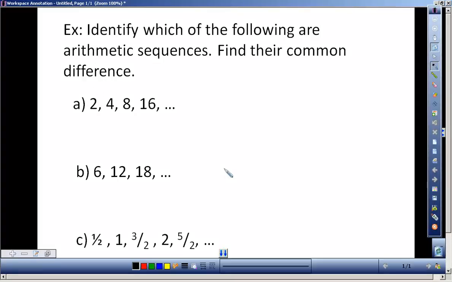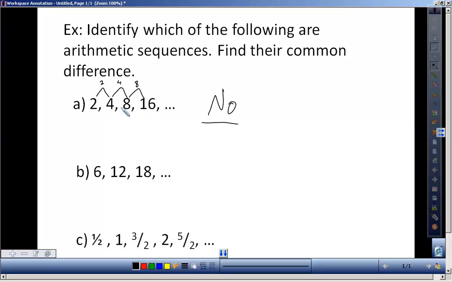Identify which of the following are an arithmetic sequence. So in example A, we've got 2, 4, 8, 16. We want to know, is this an arithmetic sequence? Are they going up by the same amount each time? Well, here we went up by 2. But here we went up by 4, and here we went up by 8. So no, this one is not an arithmetic sequence.